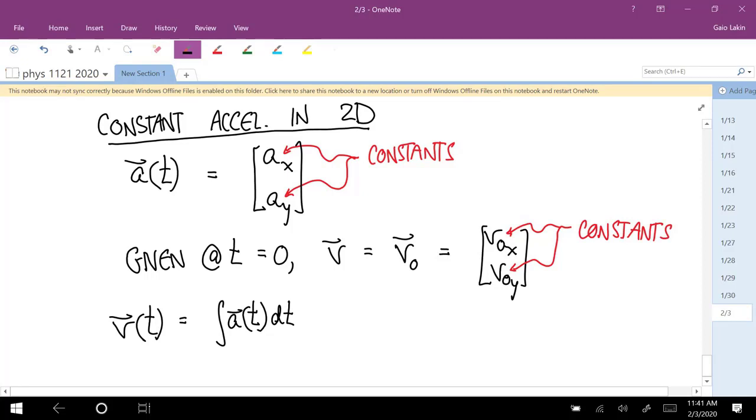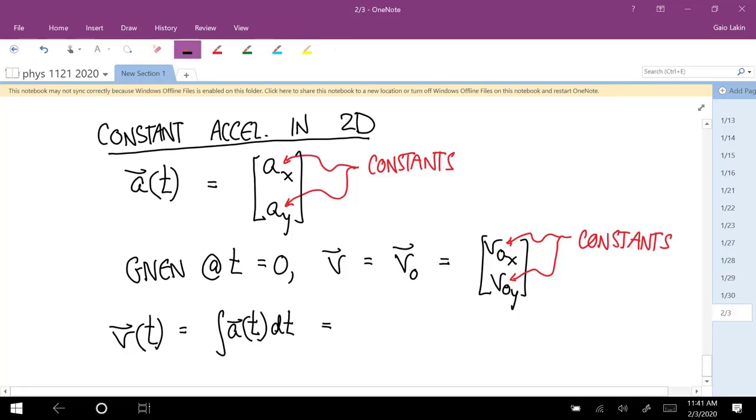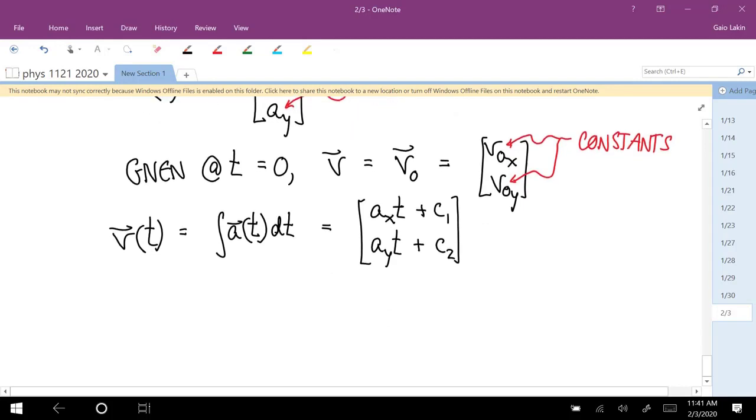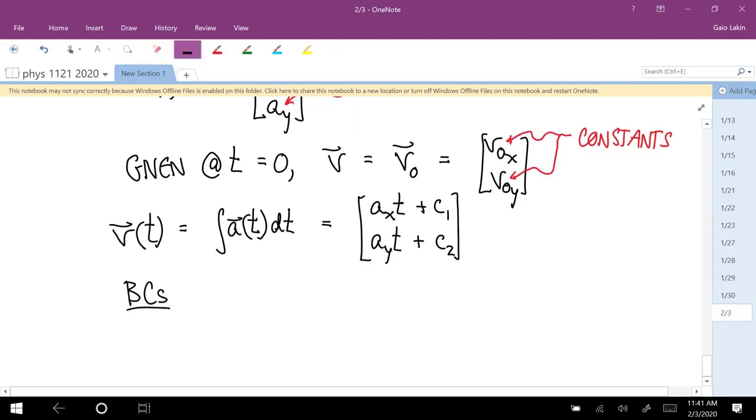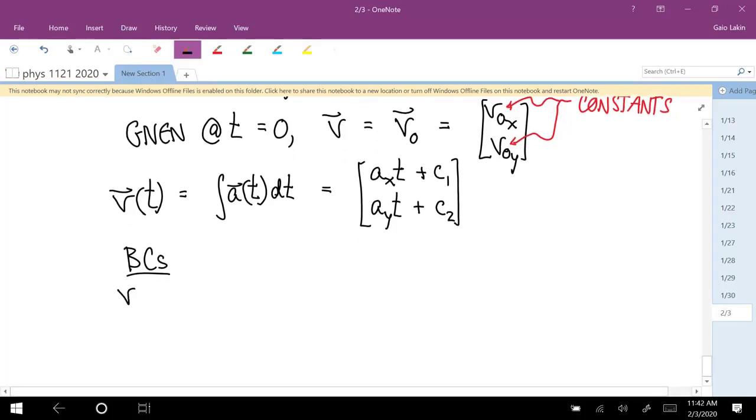So what do you get if you integrate a constant with respect to time? You get axt plus some constant c1, and you get ayt plus some constant c2. And now to find c1 and c2, we'll use those boundary conditions. The boundary condition for the x component says if you plug 0 in for t for this function, the x component of v is v0x. So v0x is equal to this number ax times 0 plus c1. And so c1 is equal to v0x.